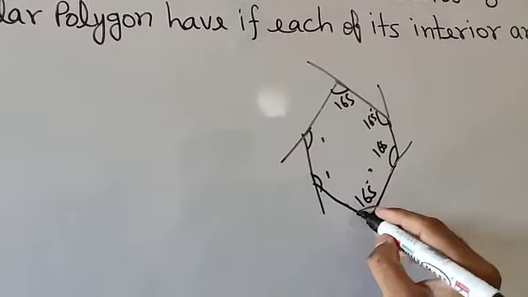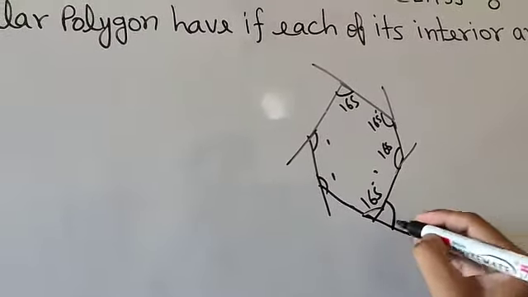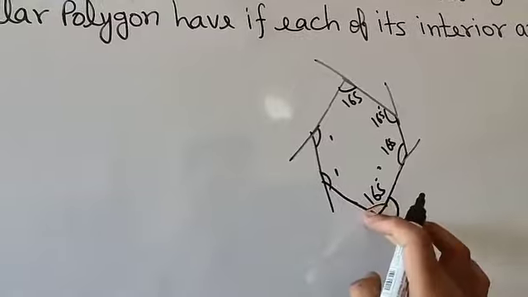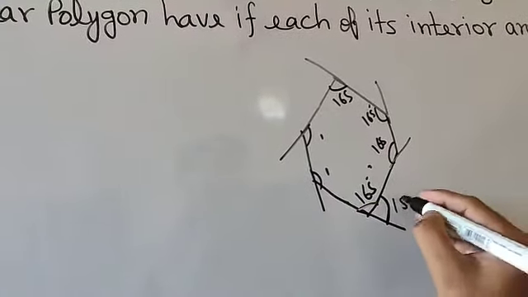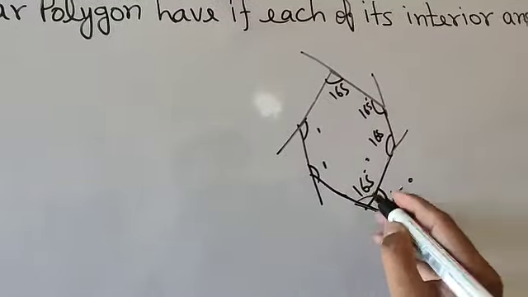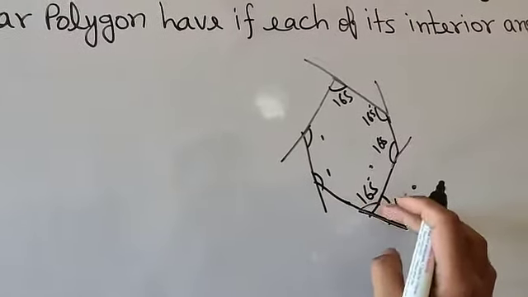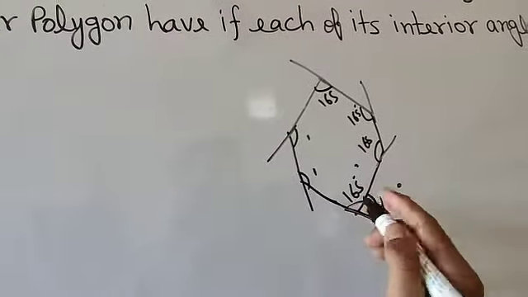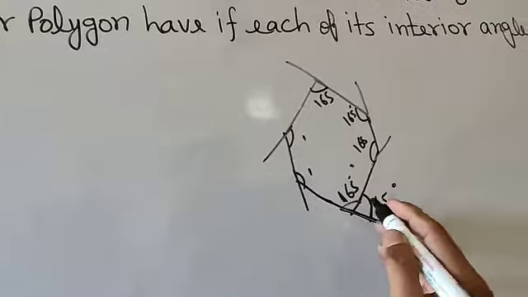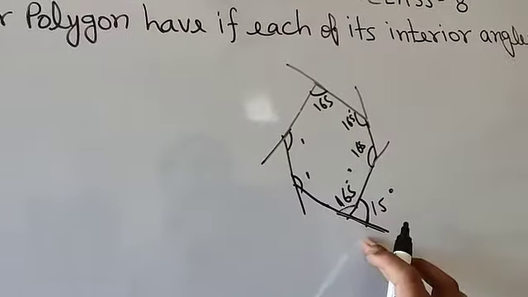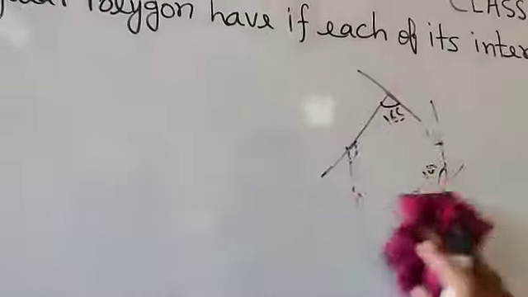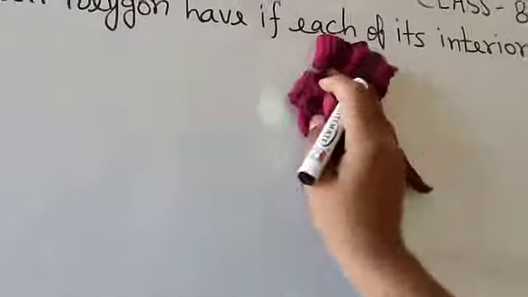Now if it is 165 degrees, then what will be this angle? That will be 180 minus 165, that is equal to 15 degrees. The reason is it is a straight line, so the sum of these two linear pair angles will be 180 degrees. So if the interior angle is given, then you can also find the exterior angle. So here I will find the exterior angle for that polygon.